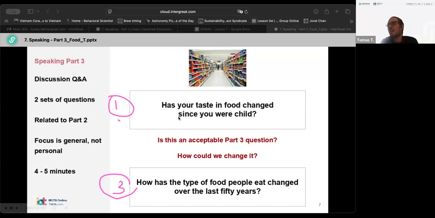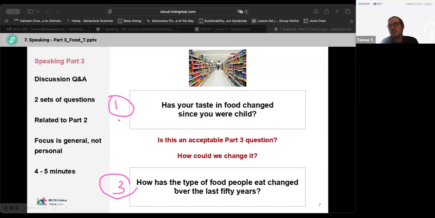Oh, definitely. I used to eat meat as a standard balanced diet. I ate chicken and beef and all kinds of meat. Now that I'm older, I don't eat any of those things anymore. Part three, how has the type of food people eat changed over the last 50 years?